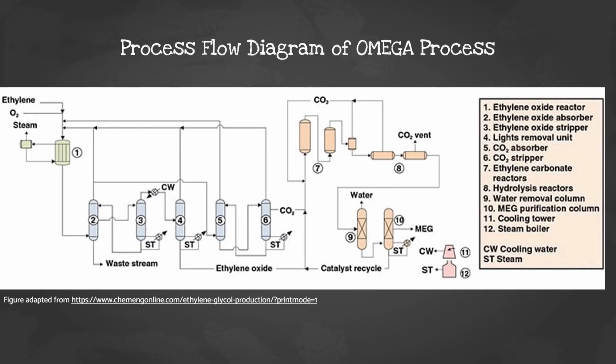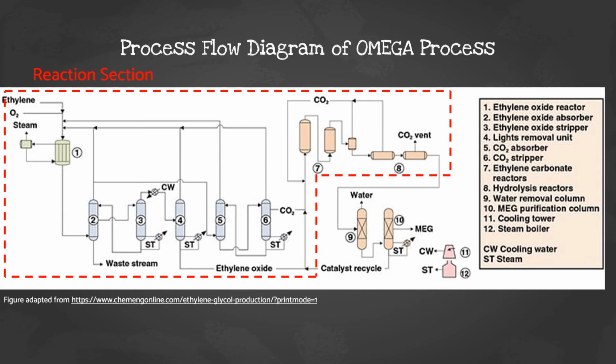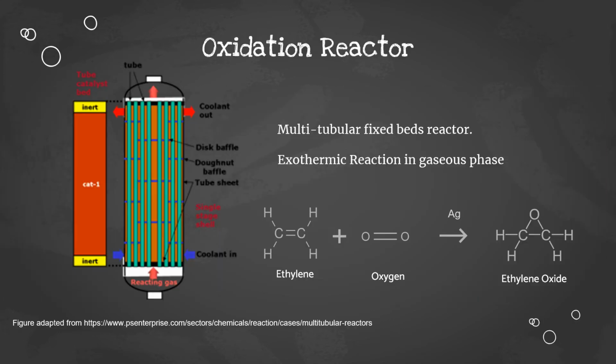In general, Omega process plant can be divided into two main sections, which are the reaction section and the purification section. In the reaction section, the three main processes involve oxidation, carbonation and hydrolysis. The first process, oxidation of ethylene, takes place in a multitubular fixed-bed reactor. It is an exothermic reaction to oxidize ethylene into ethylene oxide in gaseous phase, aided by silver catalyst supported on alumina. Steam is generated by the heat of reaction.